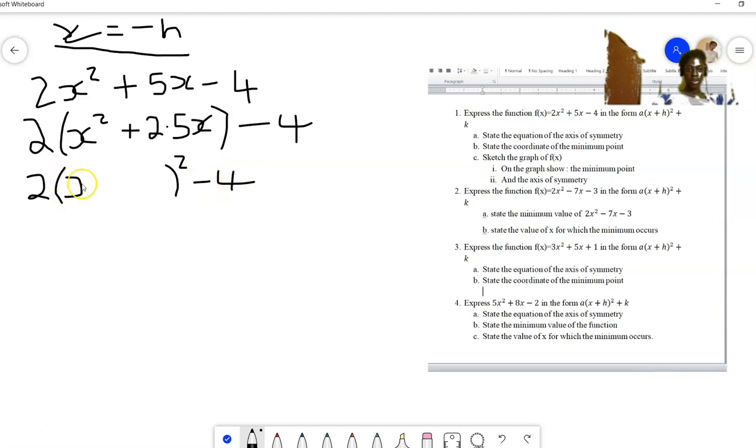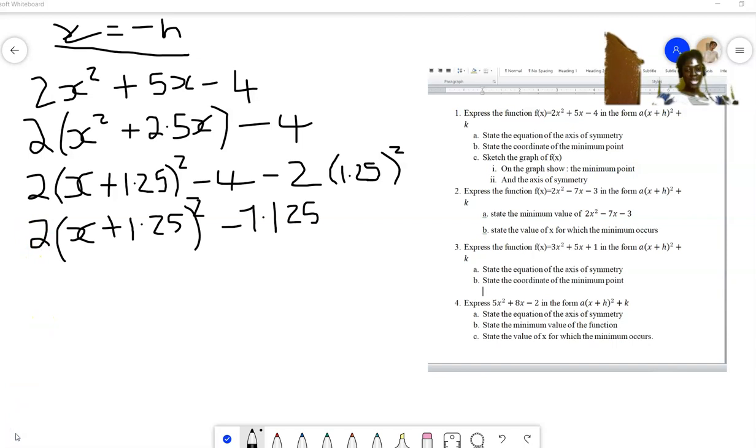So the square is now outside, so we have x inside, and we have to half this middle term again, and we do not write the x. So half of 2.5 is 1.25. And we subtract a, so that's the 2 at the front, multiplied by the constant in the bracket squared, so multiplied by 1.25 squared. And simplify to get our final answer, which is 2 open bracket x plus 1.25 squared minus 7.125.